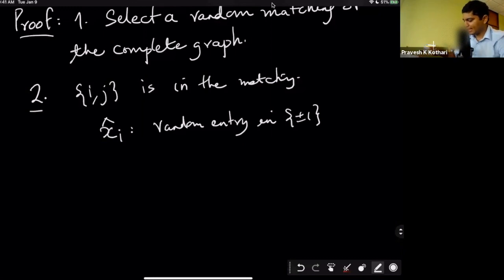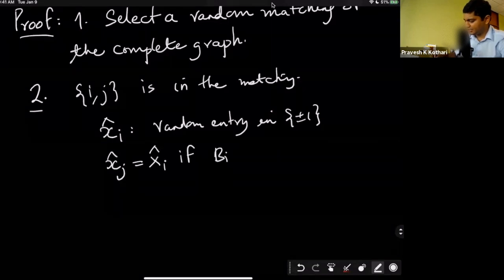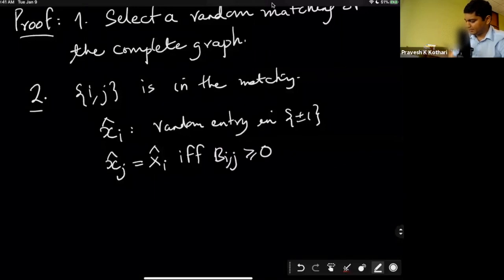I'm going to choose x hat i to be a random entry in plus minus 1. And then, I'm going to choose x hat j equal to x hat i if and only if b_ij is bigger than 0. And so, in the other possibility, x hat j would just be negative of x hat i. Okay. So now let's understand what is happening to the value of the quadratic form.